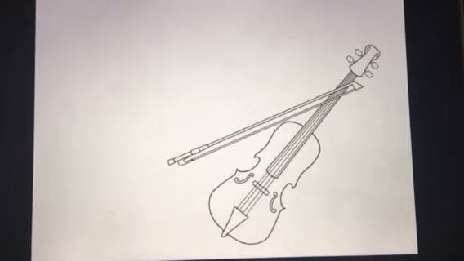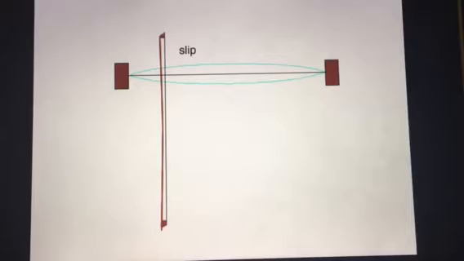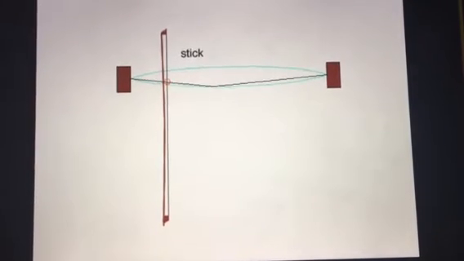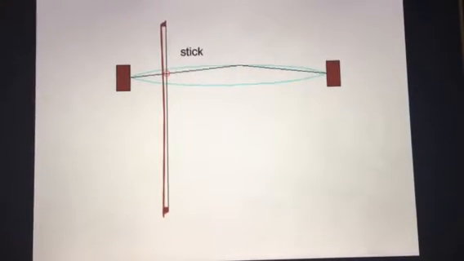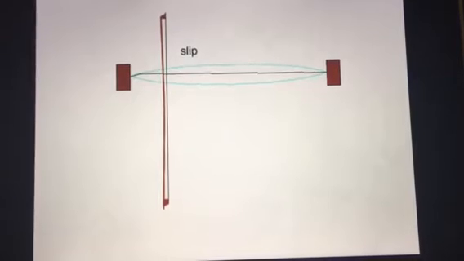Compared with plucking the string, the bow allows the player to continuously input energy and so to maintain a note. This action of the bow drives the strings in a regular cycle of stick, slip, stick, slip. It involves some properties of friction, the force that makes things difficult to slide.